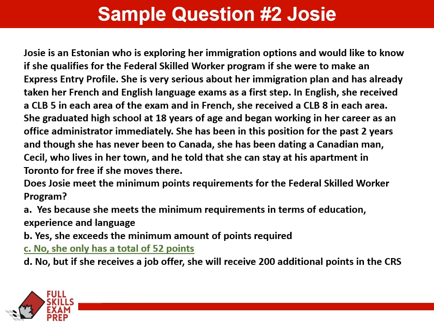Okay, for B, she exceeds the minimum amount of points required. As we saw, she has 52 and she needs 67. So B is impossible. And we have D. D touches on express entry a little bit, and if you have a great understanding of express entry, you'll know that this is impossible because she does not meet the requirement.